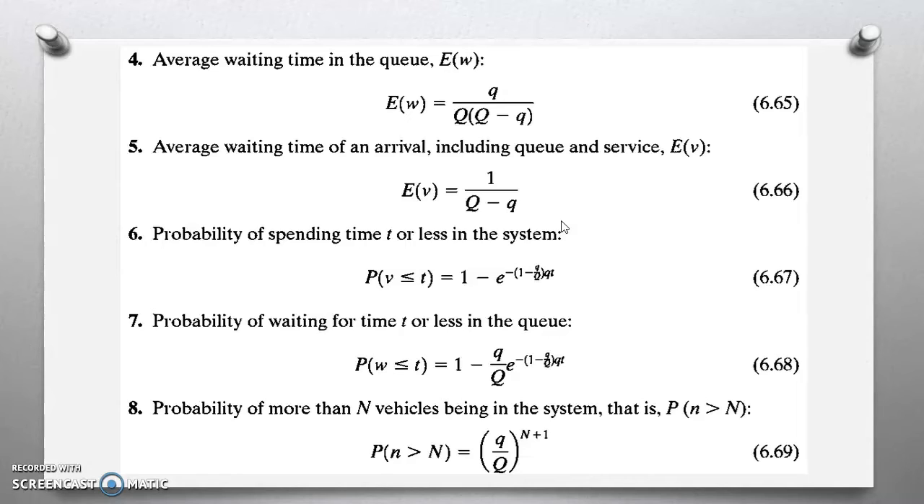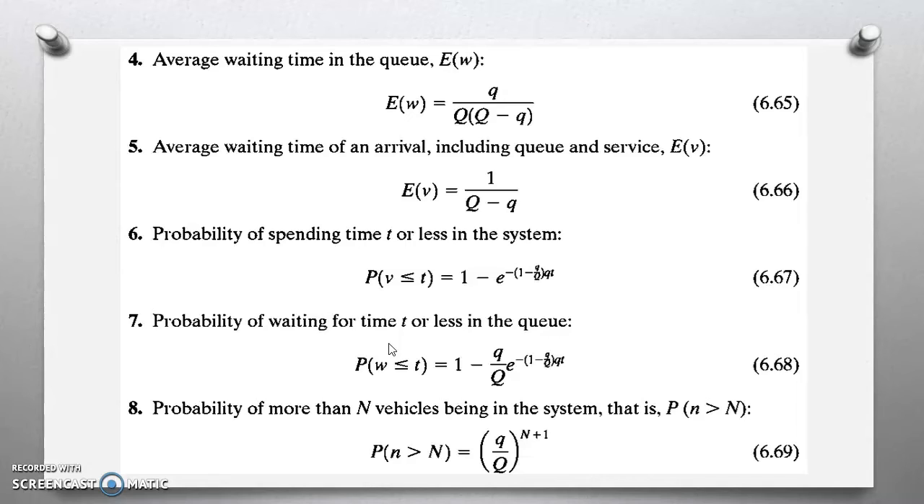The probability of waiting for time t or less in the queue. P(w) is equal or less than t is equal to 1 minus arrival rate over service rate multiplied by e to the power of negative 1 minus arrival rate over service rate times arrival rate times time. Next is the probability of more than n vehicles being in the system.